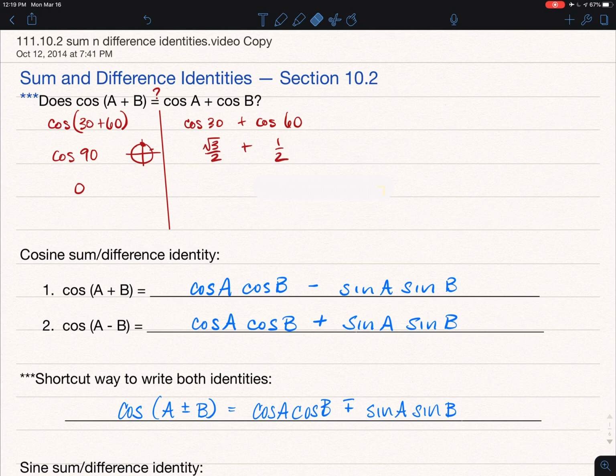Now you can look at this just automatically and tell that the two sides are not equal to each other, because there's no way in the world that the right side will ever equal the value 0. So no, these are not the same. You cannot distribute a trig function to two angles if it has the appearance of this cosine of the quantity and then the two angles are added together.